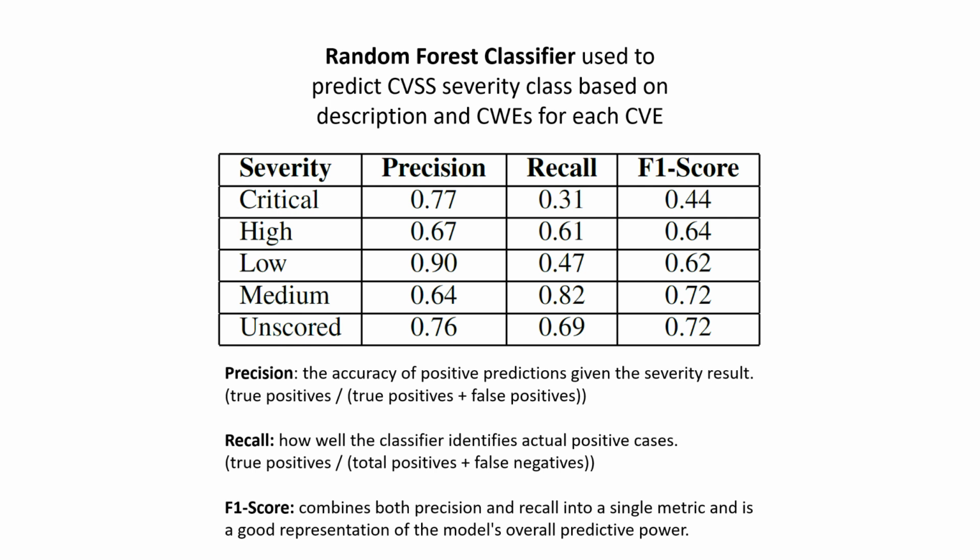As we can see, the model here did a pretty good job, an above average job overall, but it did a below average job predicting critical vulnerabilities. So in more cases than not, it would encounter a critical CVE in the test data, look at the text and the CWEs assigned, and think that it's either high, low, medium, or unscored. But it did a pretty good job with the rest, above average.